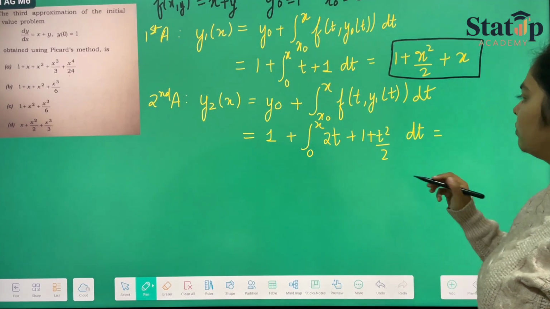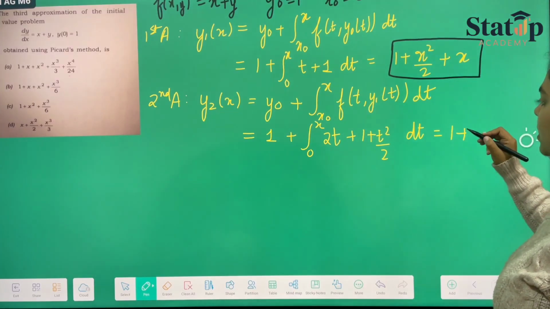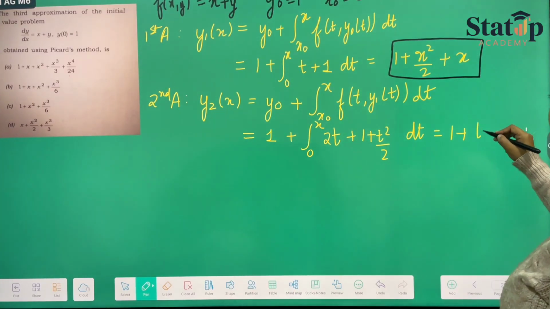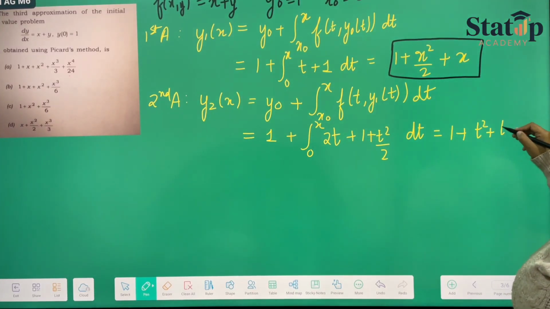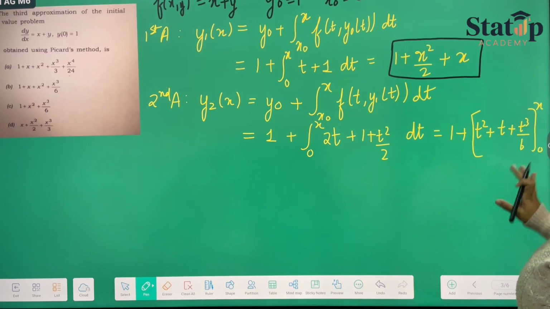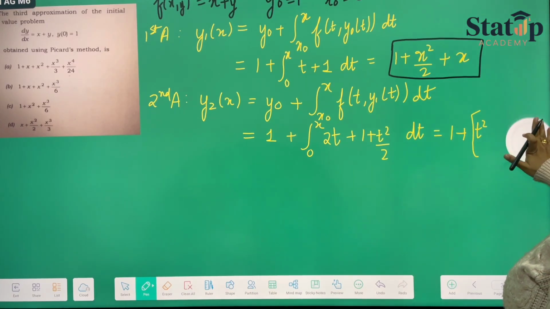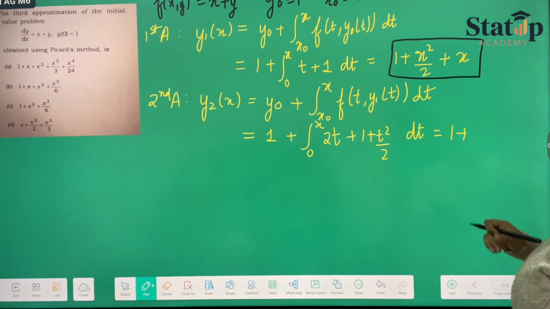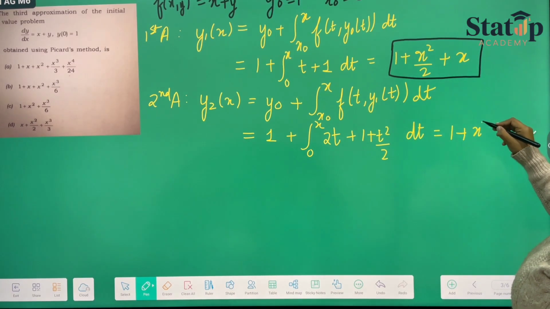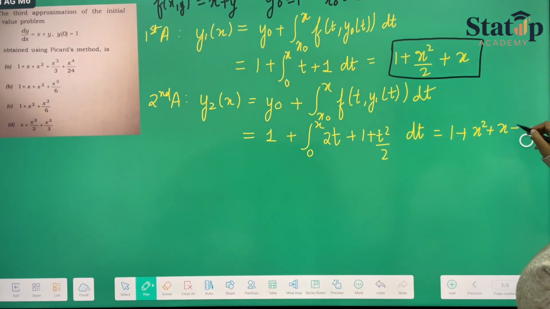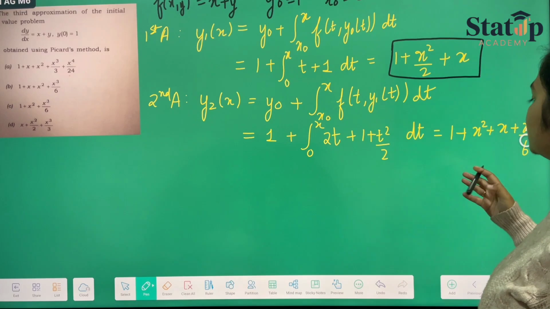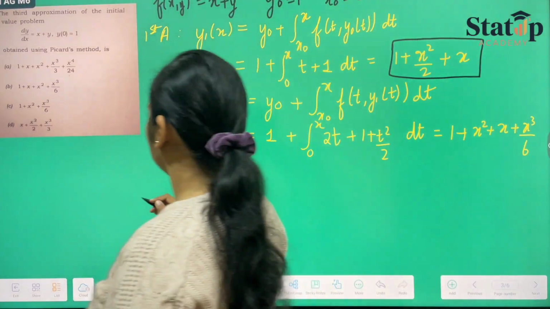On solving this, we will be getting our answer as 1 plus 2t square, which will be t square, plus t cube by 6 with the limits 0 and x. If I directly put the limits 0 and x here, I will be getting x square plus x plus x cube upon 6. This is my second approximation.